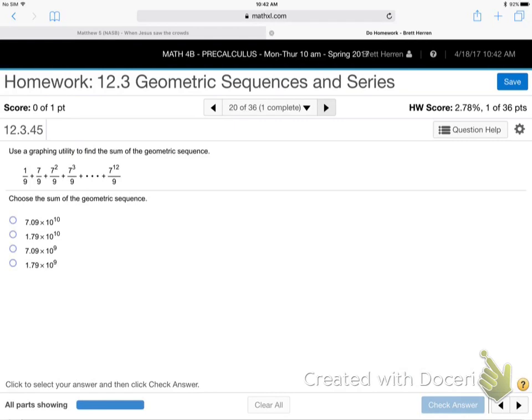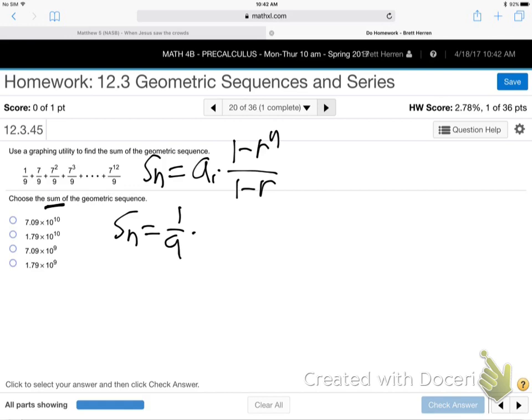All right, so choose the sum. Sum means I'm using the sum formula, right? When they say sum, I'm using the sum formula. Okay, so let's use that. They want me to actually compute a number this time. So, here we go. What's A1? 1/9. We good so far? What is r? It's 7. Huh? You getting good where you can just kind of spot it?